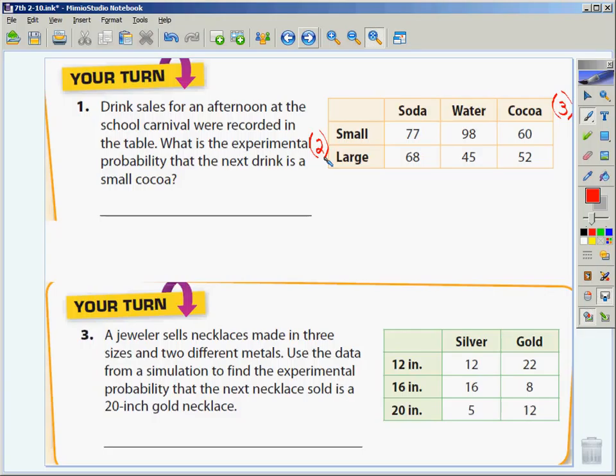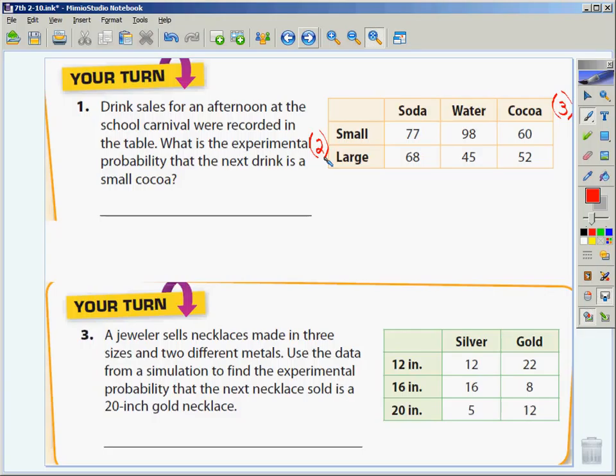One of the reasons that we do things experimentally is because if I were in a store, I might want the data when I'm purchasing my supplies to find out, do I need to order as much soda as I do cocoa? Well, look at the table. What's the least likely thing to happen according to this table? Out of everything that's there, what's the least likely to happen? A large water. That's the least likely. What's the most likely? A small water.